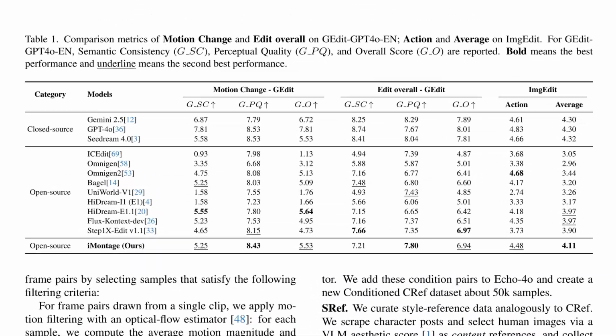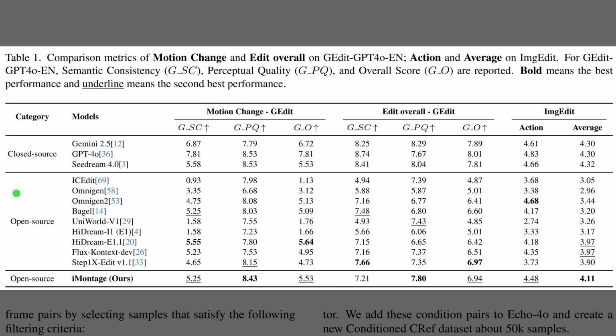Table 1 makes the performance story concrete, showing how different editing models score on motion change, overall edit quality, and a separate image editing benchmark. The whole table compares closed-source systems like Gemini 2.5 and GPT-4o with many open-source baselines. Motion change here means how well an edit can introduce or modify actions between frames while staying semantically consistent. Across both motion change and overall edit columns, iMontage stands at or near the top among open-source models, which signals strong temporal control. On the IMG edit scores, it also matches or beats most competitors, so the model is not just dynamic, but also a solid general editor.